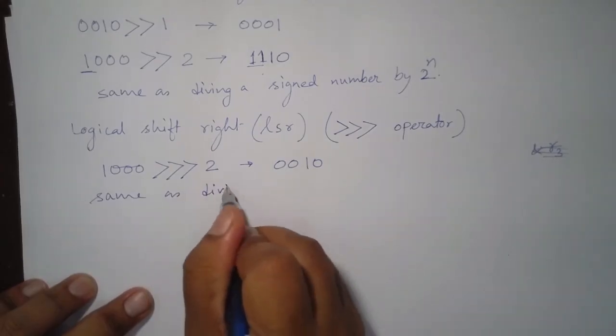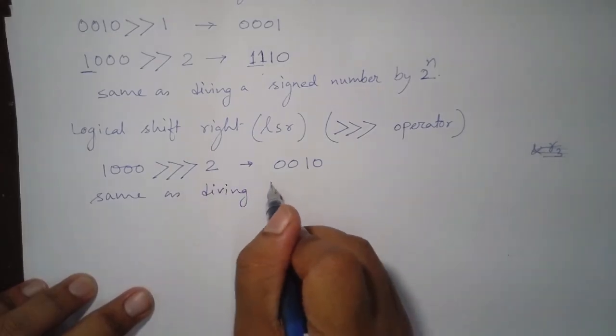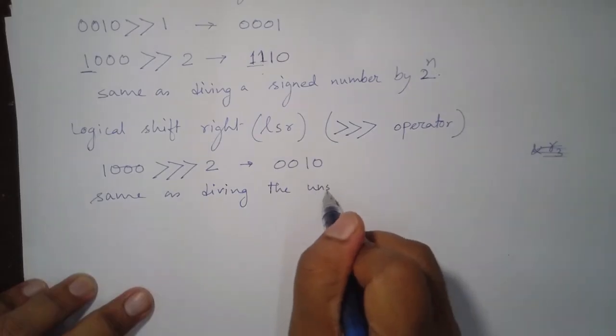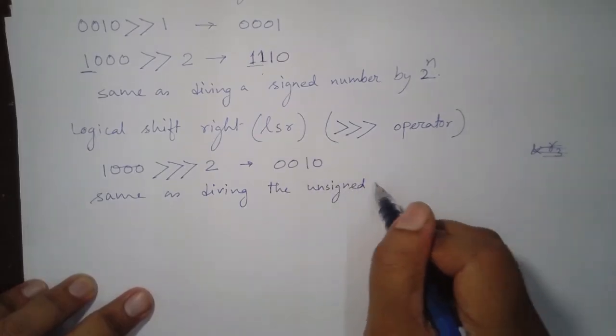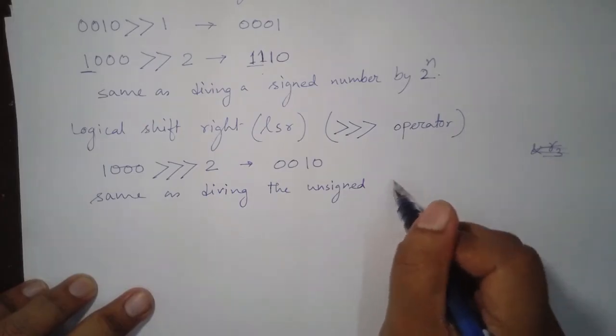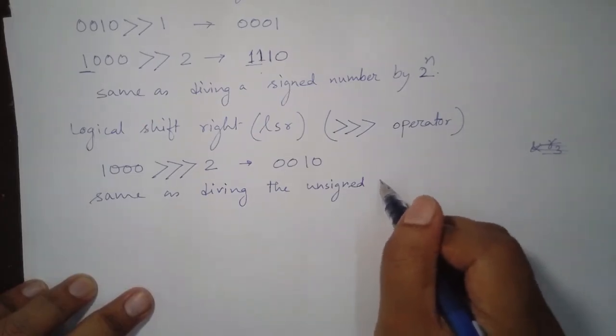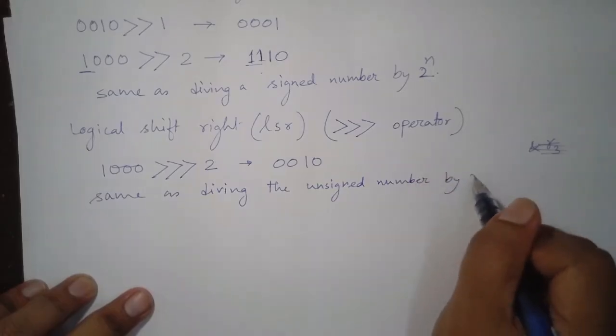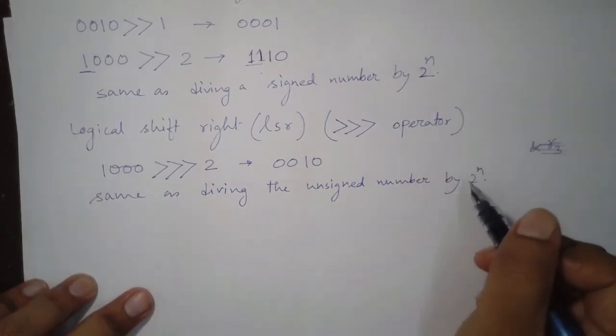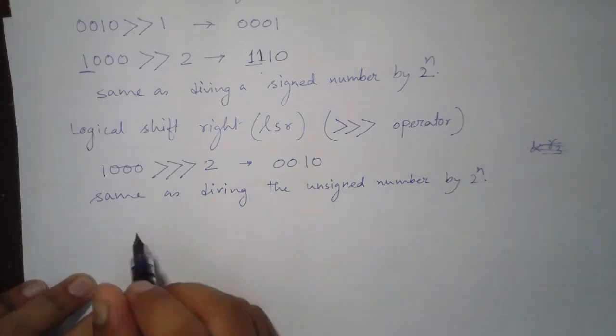All right. So it's the same as dividing the unsigned number, or unsigned representation, by 2 to the power n. All right. So you can take a few examples.